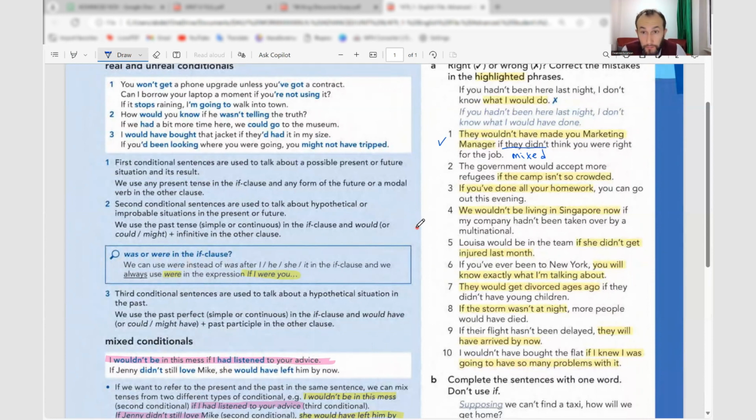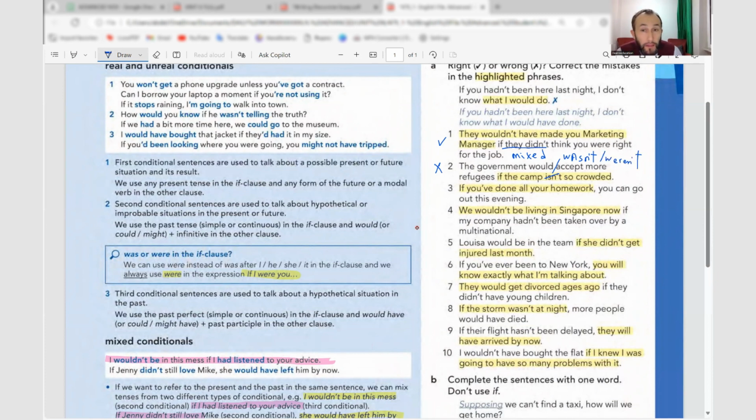Number 2 is for you. I think that's true. The government would accept more refugees if the camp isn't so crowded. Or does it have to be wasn't crowded? Yeah, so this is wrong. But this is second conditional, so if the camp isn't becomes wasn't. So what is the reality here? The camp is very crowded. That's why the government doesn't accept more refugees. You see the reality. So the opposite: if the camp wasn't crowded, or weren't crowded, we can also say weren't, then the government would accept.